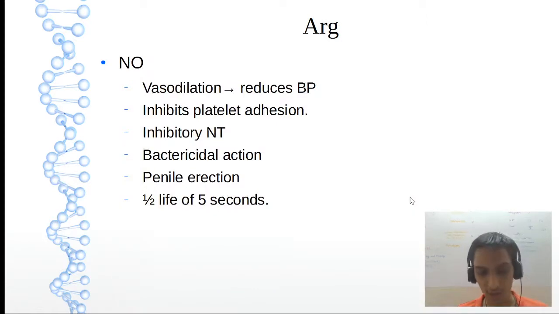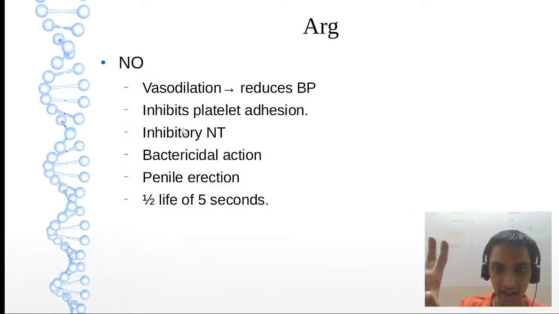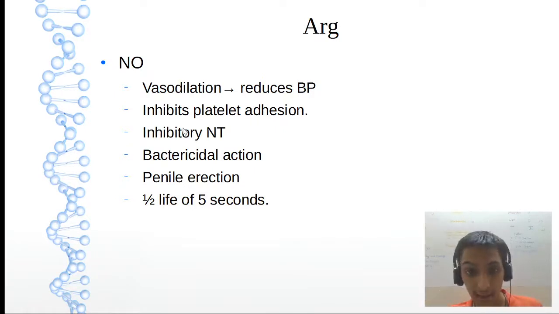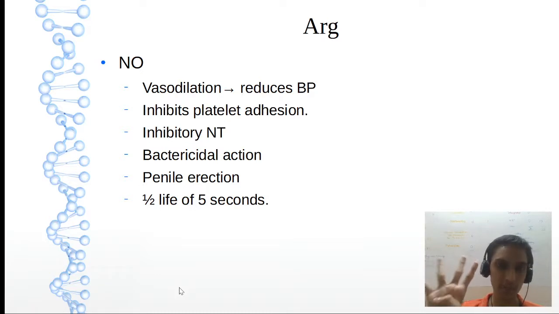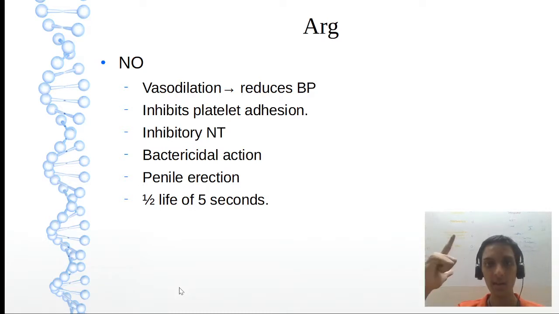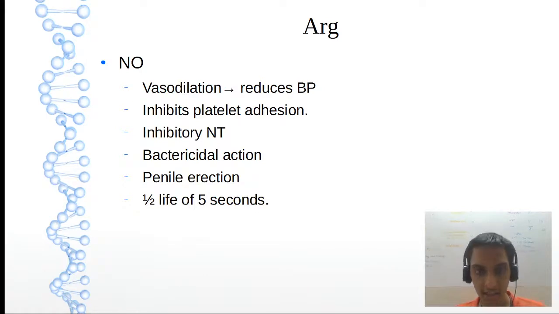What are the functions of NO? Vasodilation. Remember, dilation means reduction of the BP. Constriction increases BP. Okay, remember that point. So vasodilation, prevents platelet adhesion. It's an inhibitory neurotransmitter. Bactericidal action. In recent studies, it was found useful for penile erection also. And half-life is hardly 5 seconds. So just remember 4 important points which I am telling you now: vasodilation, inhibition of platelet adhesion, inhibitory neurotransmitter and bactericidal action.